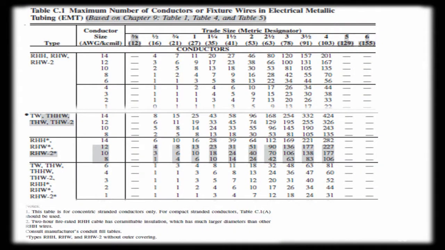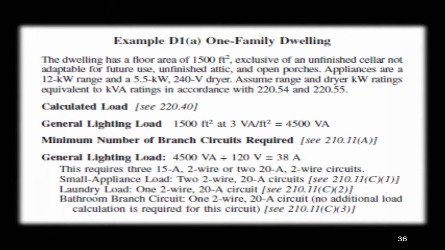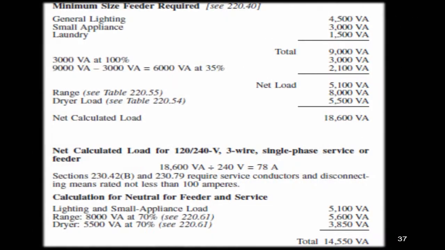Okay, here you've got Table C1 dealing with the maximum number of conductors or fixture wires in electrical metallic tubing, EMT. Okay, here's our example of Annex D, which gives us a one family dwelling unit calculation. Okay, this is only one little section of it, so obviously there's more to this calculation, and there is certainly more that is given in Annex D. There are several calculations. Here's an extended example of that calculation.